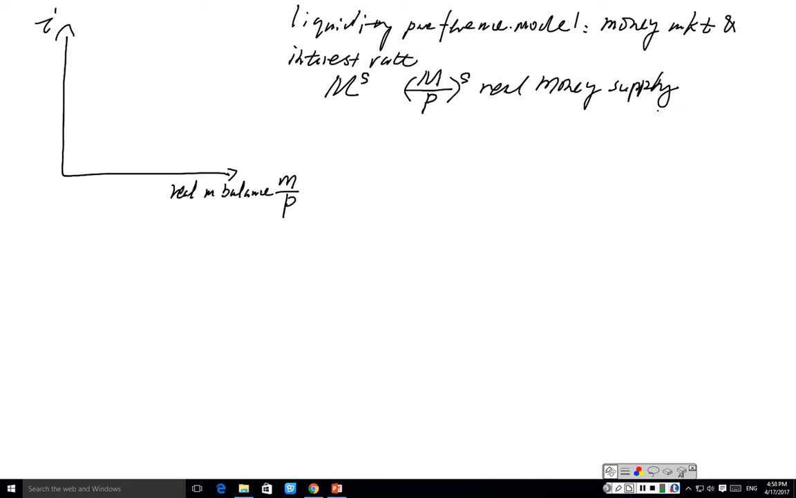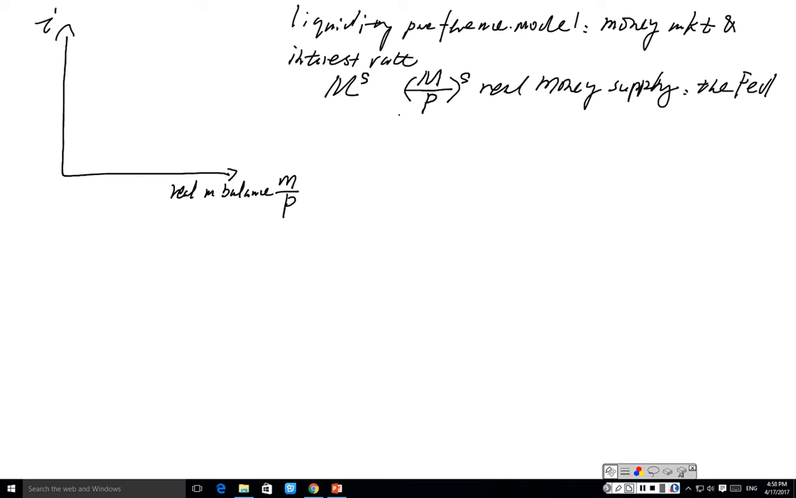But who determines the real money supply? Who determines the amount of money in circulation? I think many of you still can recall. That's the central bank. That's the Federal Reserve. So the Fed is the player behind the supply of the money.